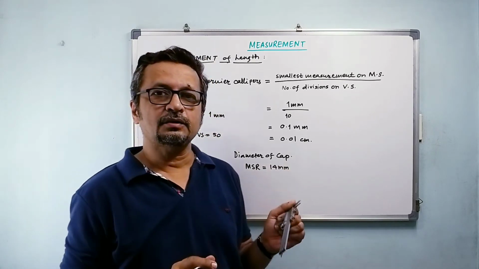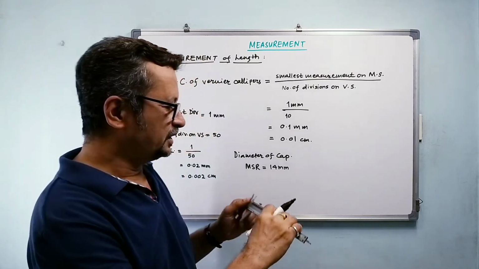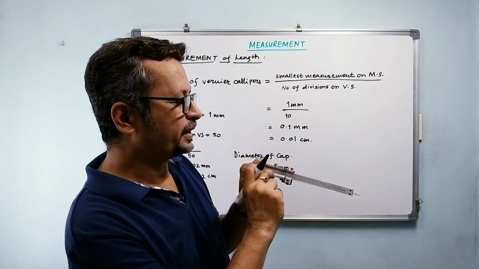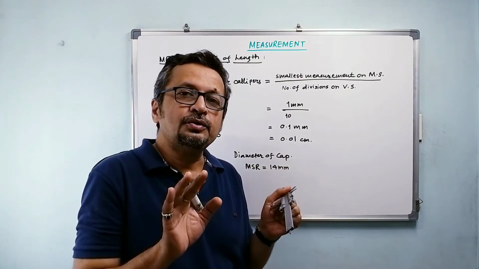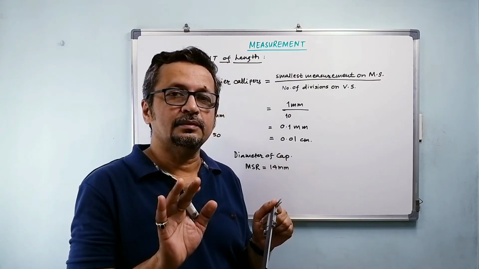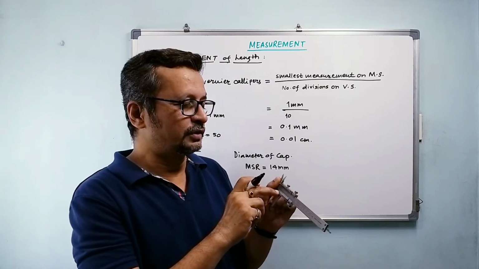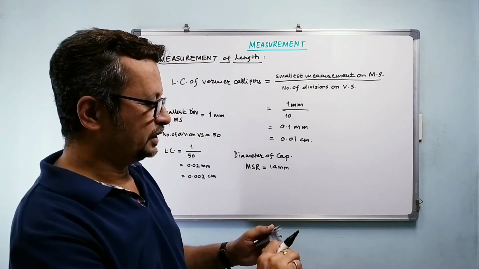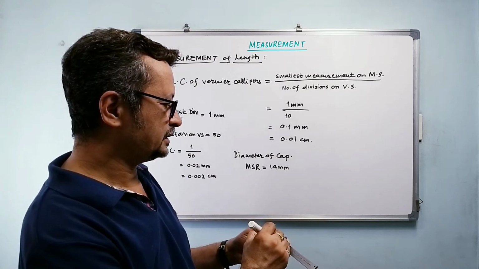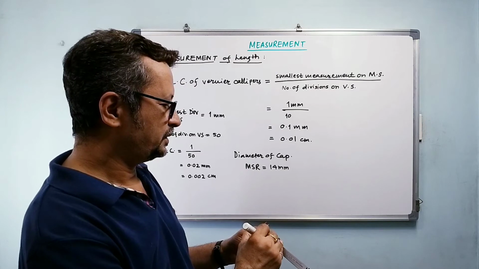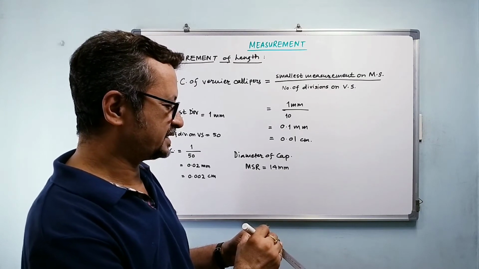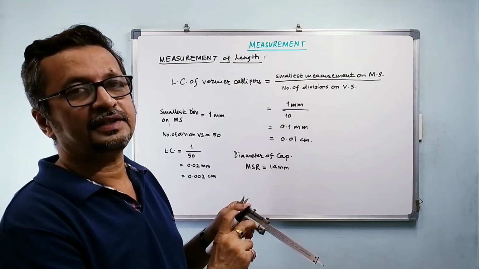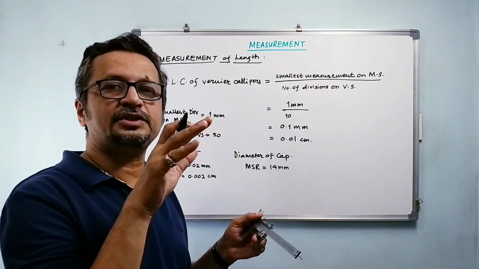Now the next part. One of the divisions on my vernier scale is going to match with some division on the main scale. So I have to find that out. Now here I can see that the 46th division on the vernier scale is matching with some division on the main scale.